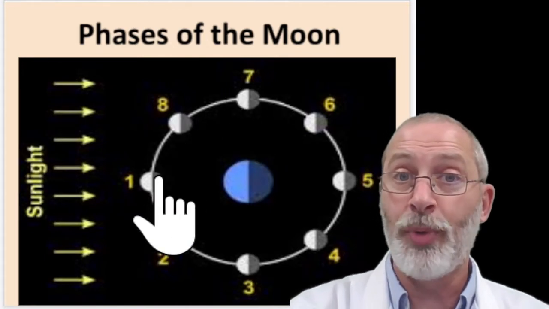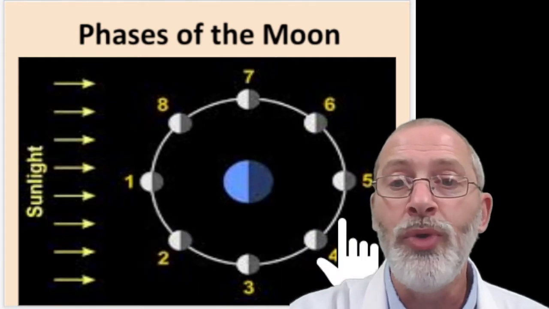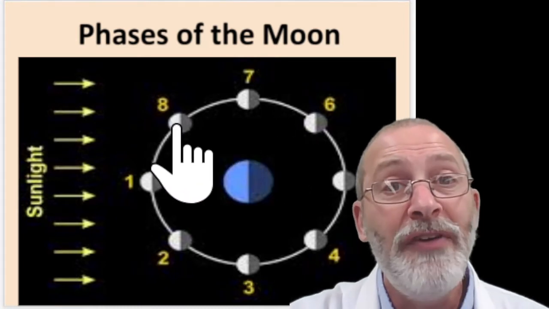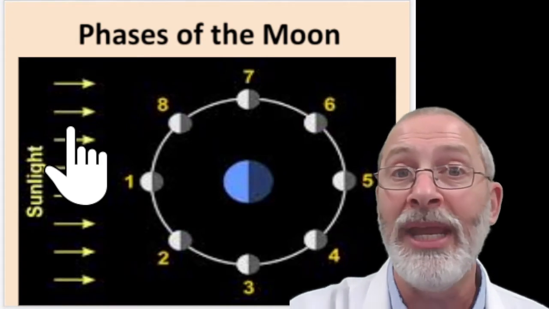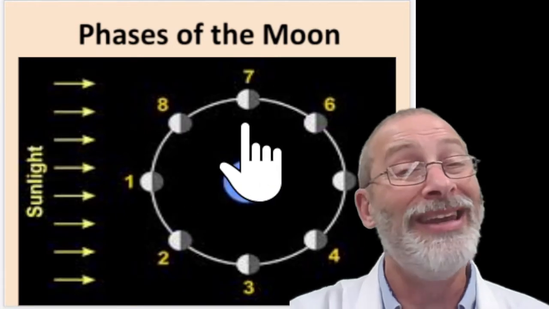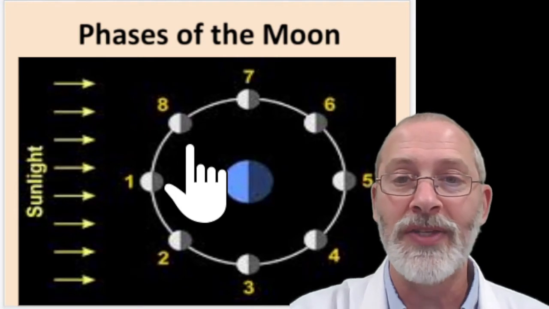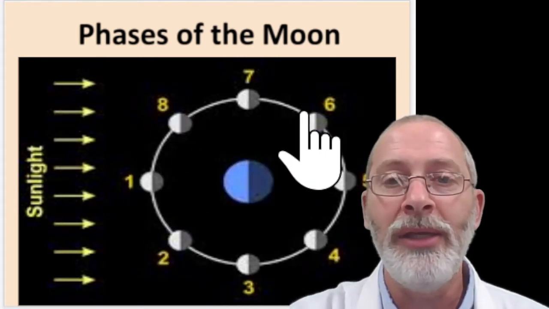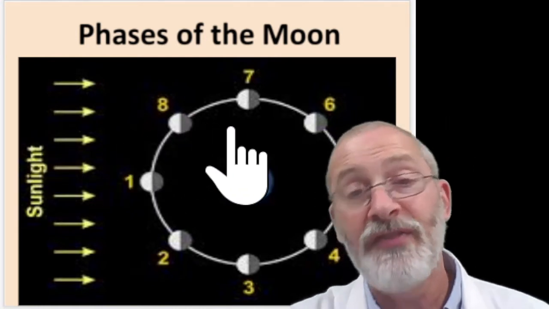Again, from the vantage point of space, looking straight down, no matter where the moon is in its orbit around the Earth, the half of the moon facing the sun is always illuminated. It's always bright. The half of the moon not facing the sun is always dark. It's in darkness. So again, no matter where the moon is as it's going around the Earth, the side facing the sun is lit, the side not facing the sun is dark.